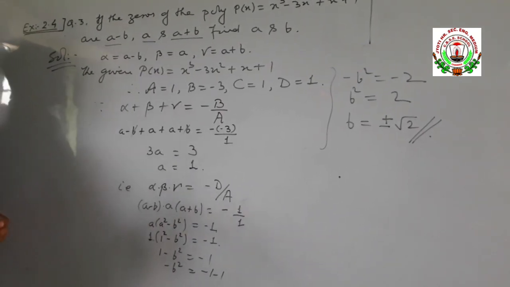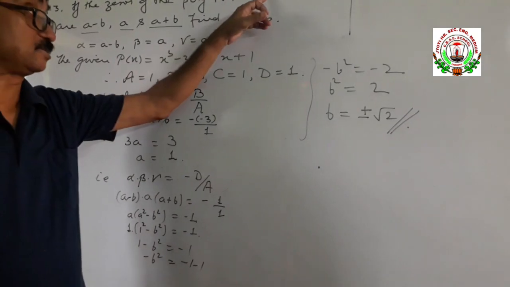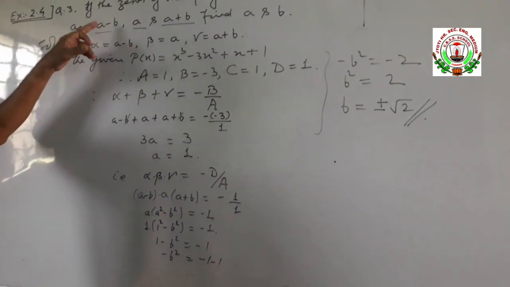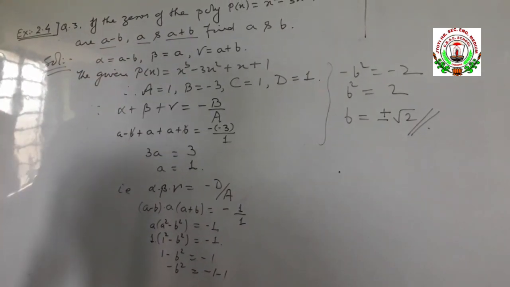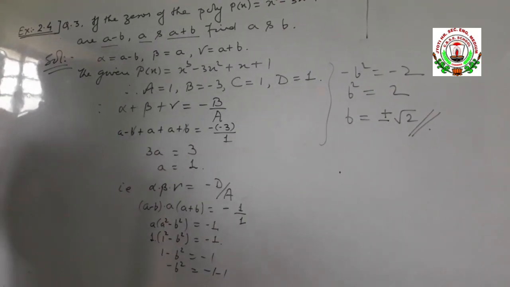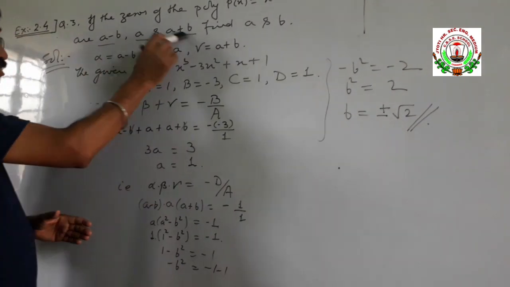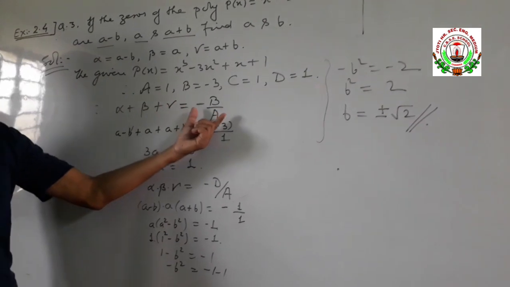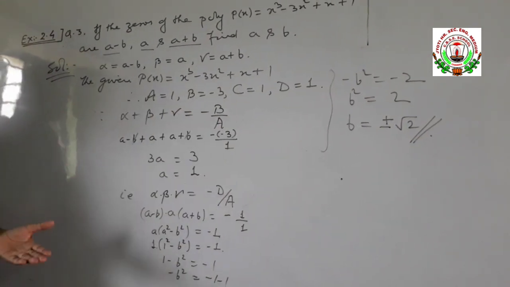Once again we can see about this problem. It is a very important problem. If the zeros of the polynomial, and it is a cubic polynomial since the degree is 3, are alpha a minus b, beta a, gamma a plus b, here we are going to take the coefficients of the cubic polynomial in capital letters as the small letters are used in the zeros. So alpha plus beta plus gamma equals minus B by A, that is the relationship between the zeros and the coefficients of a cubic polynomial.